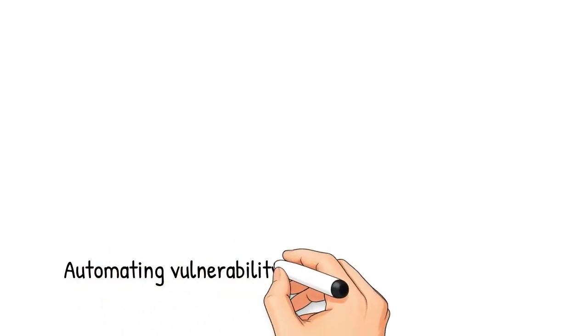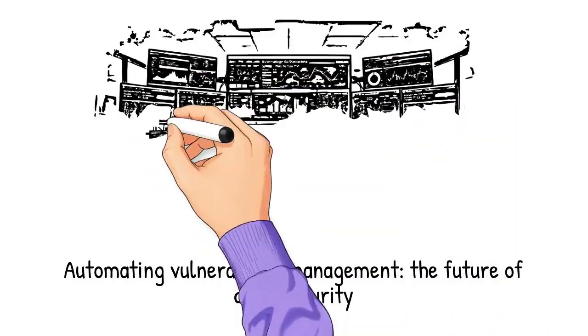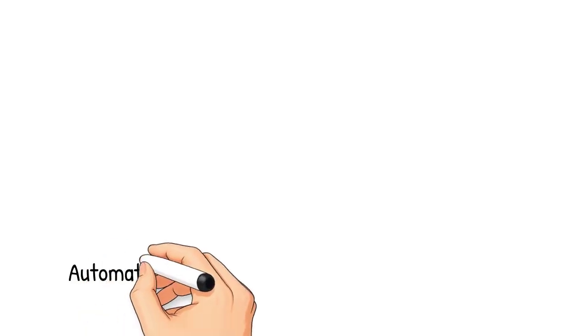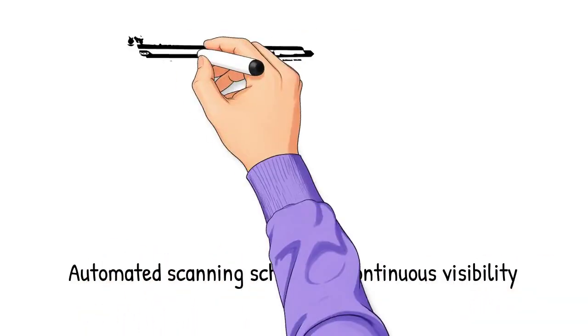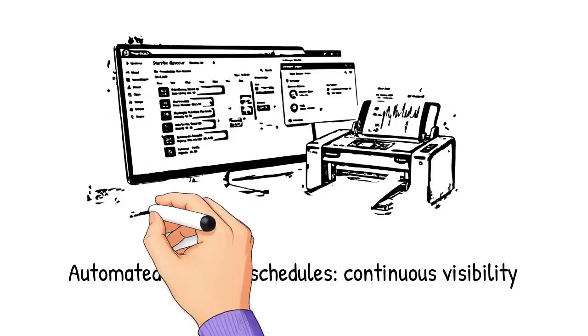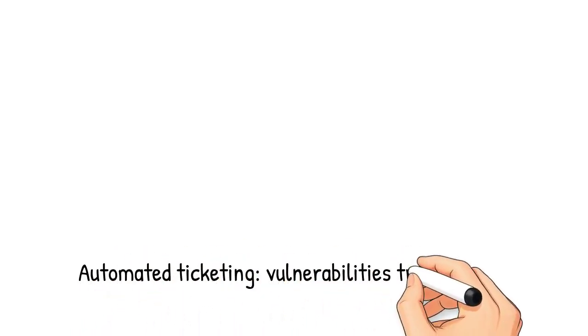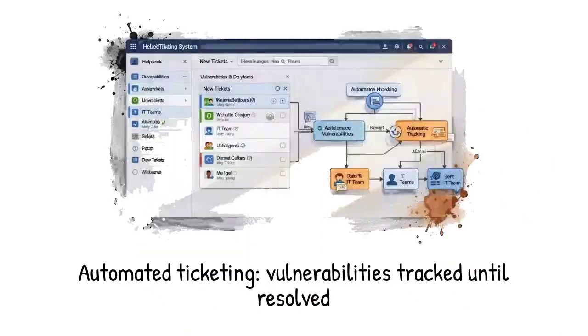Manual vulnerability management is slow and error-prone. Modern companies automate everything. Let's explore how. 1. Automated scanning schedules. Scanners run daily, weekly, after deployments, after configuration changes. This ensures continuous visibility. 2. Automated ticketing. When a vulnerability is detected, a ticket is created, assigned to the right team, prioritized automatically, tracked until resolved. This eliminates delays.